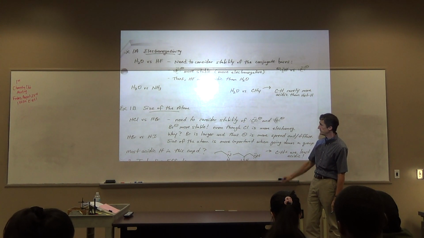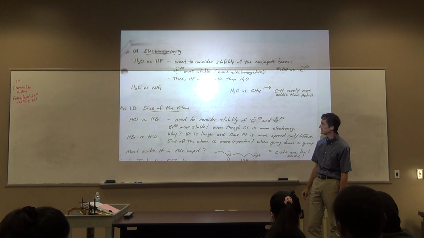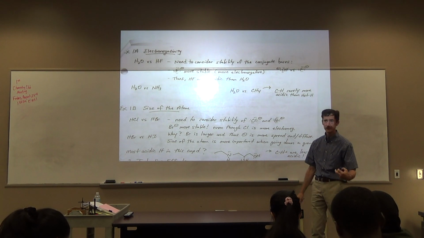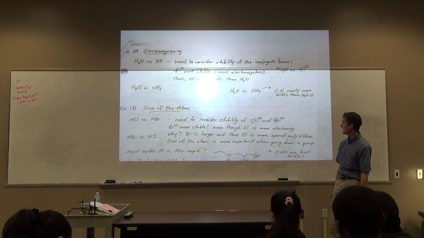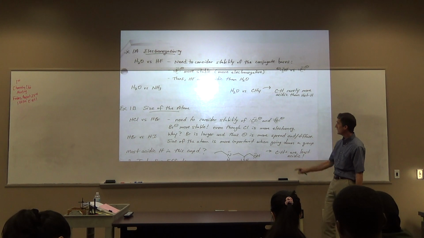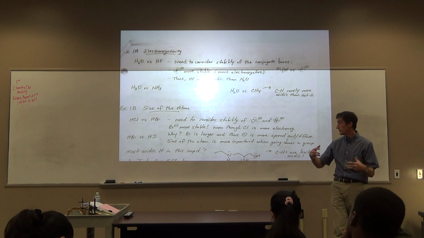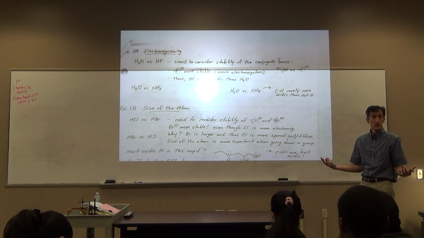Based on electronegativity, you would say HCl is a stronger acid. HBr is actually the stronger acid. We know that from experiment in lab. Those pKa's can be determined. Why? What's the rationale of the argument? The answer here is because Br, well, apparently that means Br minus is more stable.